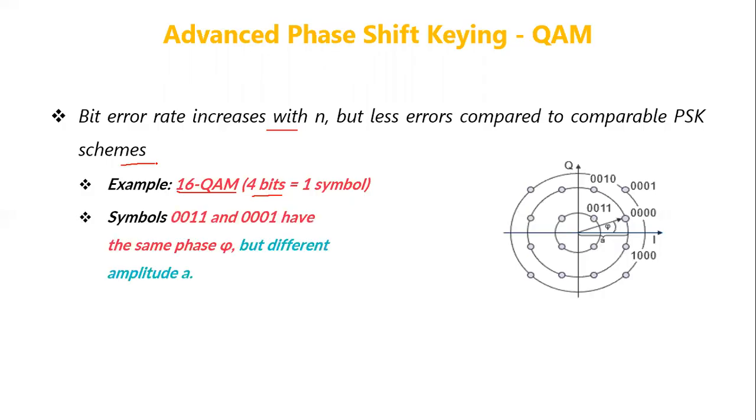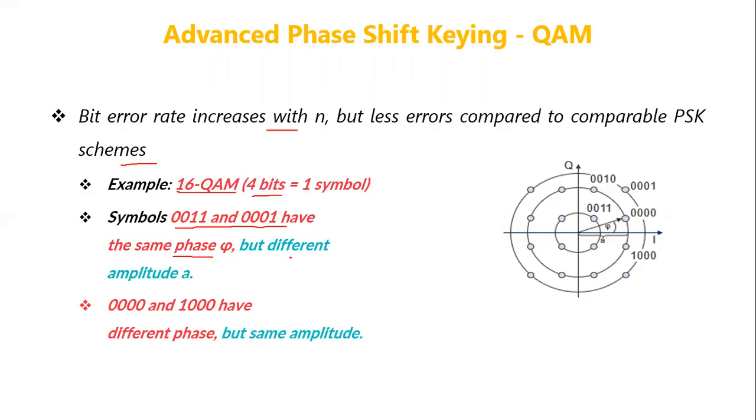This right side diagram shows the logic of how 16 QAM works. Here you can see 0 represents in phase, and there are two numbers, 0001 and 0011. They both have the same phase but different amplitude.